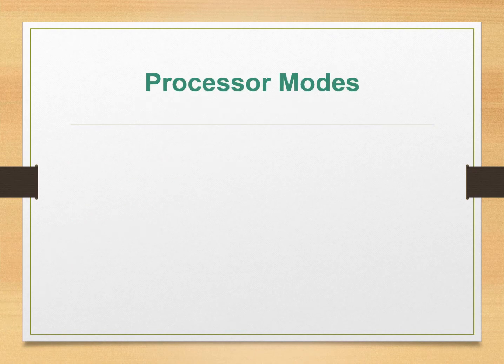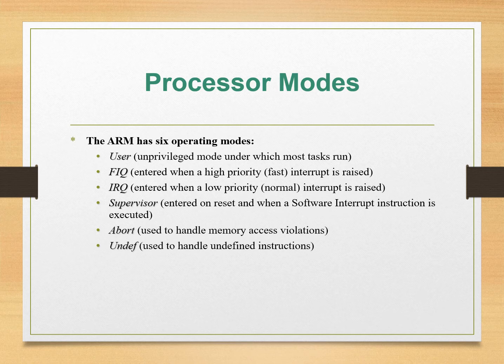Next, processor modes. There are 6 operating modes for the ARM processor. We have user, an unprivileged mode under which most tasks are run. Then we have FIQ, fast interrupt, entered when a high priority fast interrupt is raised. IRQ is entered when a low priority or normal interrupt is raised. Then we have supervisor, entered on reset. When you push the reset button, it is supervisor mode. When a software interrupt instruction is executed, it will also go to supervisor mode, so supervisor will take over the processor.